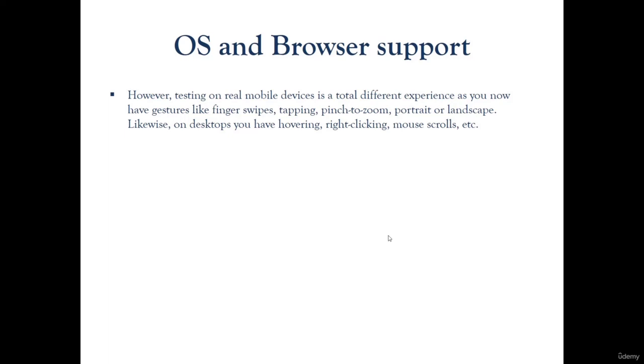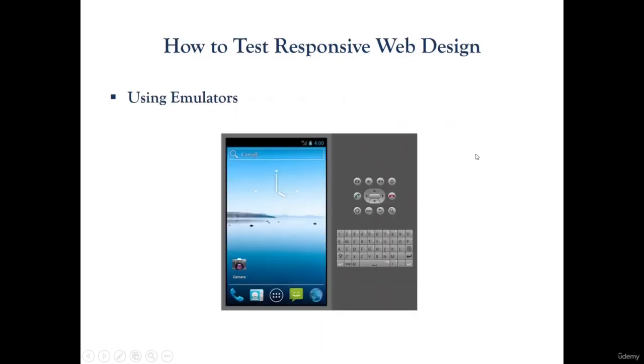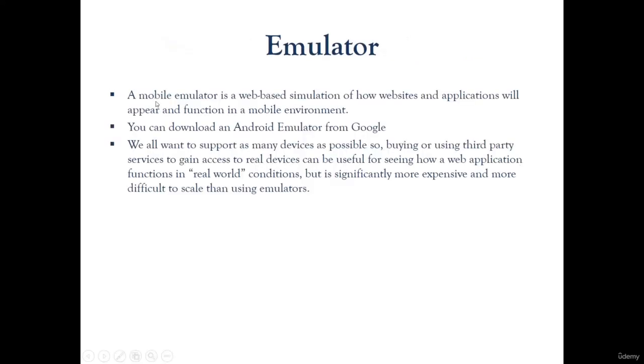So testing on real mobile devices is a totally different experience. As you know, there are gestures like finger swipes and tapping, pinch to zoom, portrait or landscape, all things you need to understand. Likewise, on the desktop you have edge hovering, right click and mouse scroll, etc. Another example is using emulators to test a responsive website. A mobile emulator is a web-based simulation of how a website and application will appear and function in mobile environments. You can download the Android emulator from Google.